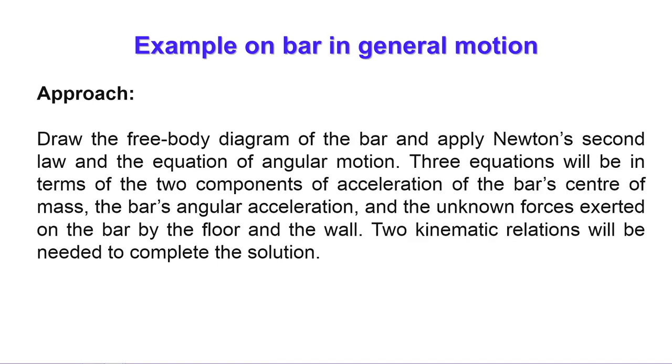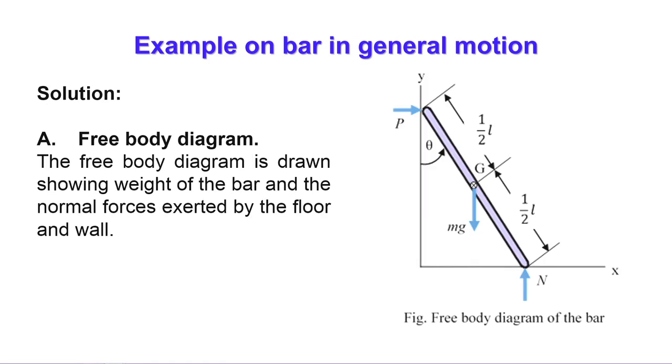Here again the approach is, first we have to draw the free body diagram of the bar and apply Newton's second law and the equation of angular motion. With this we can find out, and then we will go for the other equations, that is, the kinematic equations. So, here first we have to draw the free body diagram. We have shown the reactions, that means from the floor N, from the wall P. This is shown on the bar.